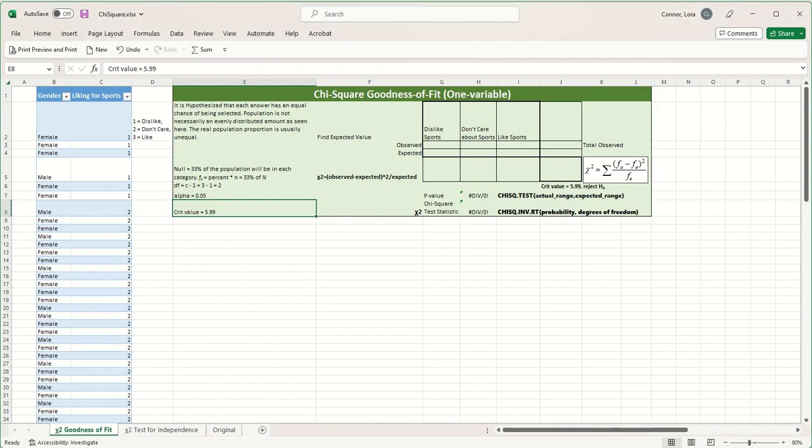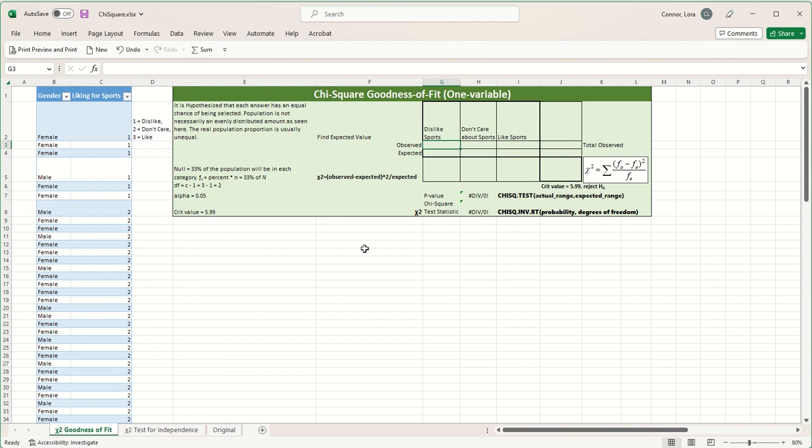So let's take a look at the data that we have. For our data, individuals were asked their liking for sports in a class. If they answered 1, it meant they disliked it. A 2 meant they don't care, and a 3 meant they liked it. So first we need to ascertain how many people disliked sports, don't care, and liked.